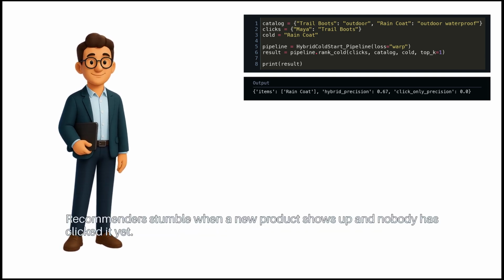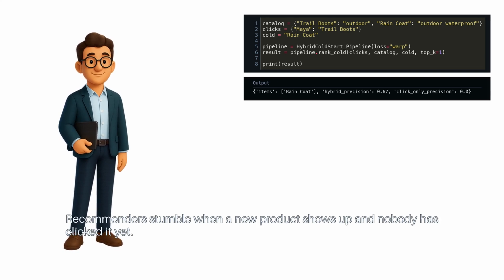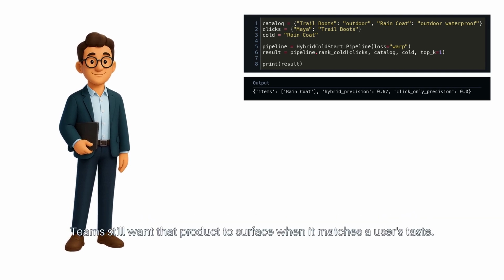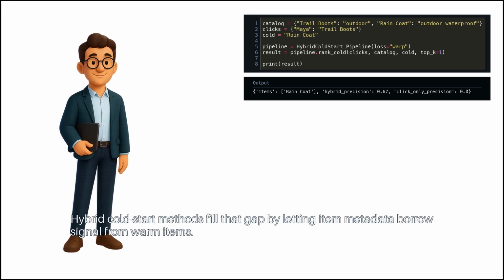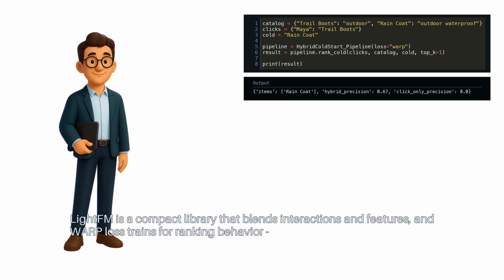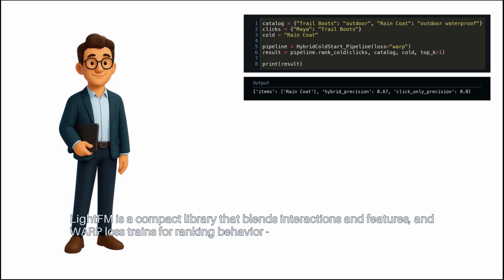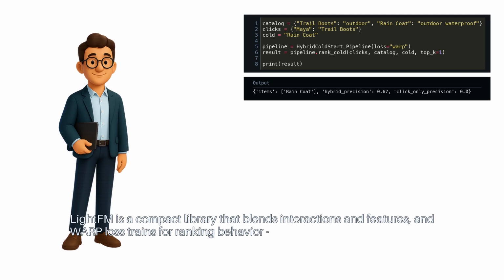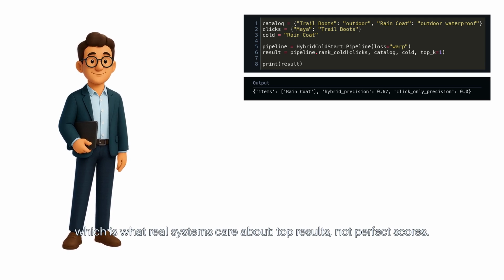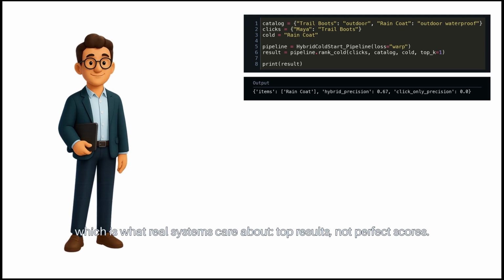Recommenders stumble when a new product shows up and nobody has clicked it yet. Teams still want that product to surface when it matches a user's taste. Hybrid cold start methods fill that gap by letting item metadata borrow signal from warm items. LightFM is a compact library that blends interactions and features, and WARP loss trains for ranking behavior, which is what real systems care about. Top results, not perfect scores.